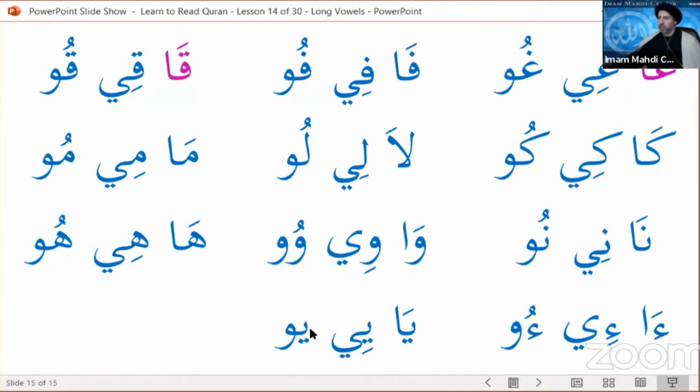And that is the end of our lesson tonight on learning how to read the Quran.